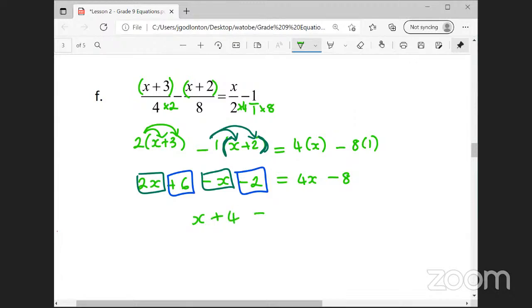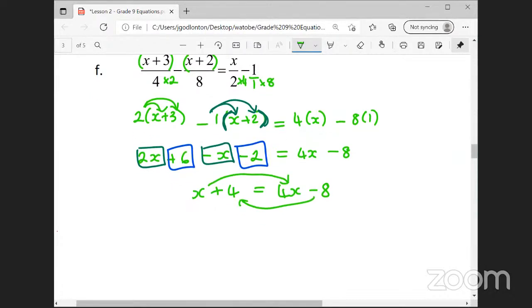Okay, you don't have to do this step. You can jump straight to moving things to the left and to the right. I just think sometimes this makes it a bit easier. Now I'm going to move my x onto this side, and I'm going to move my 8 onto that side. So I'm going to get 4 plus 8 is equal to 4x minus x. And 4 plus 8 is 12. 4x minus x is 3x. I'm going to divide both sides by 3. So therefore, x is equal to 4.